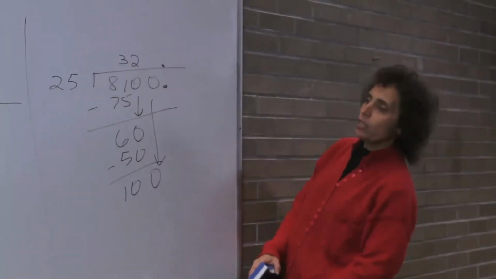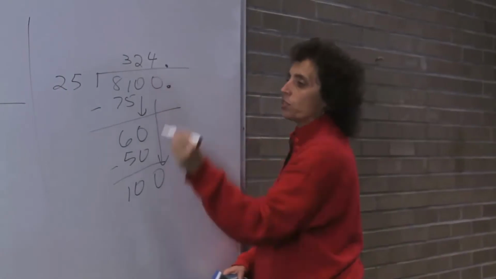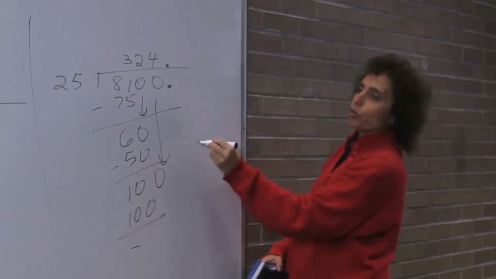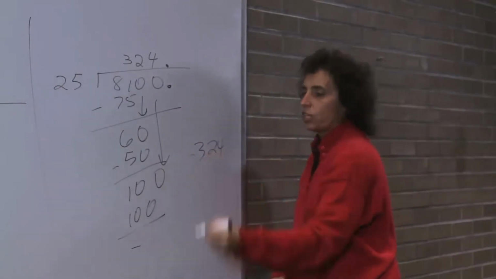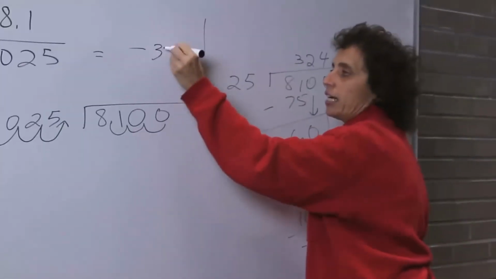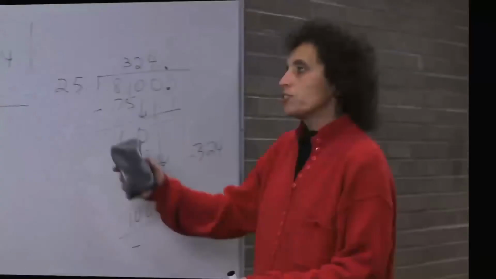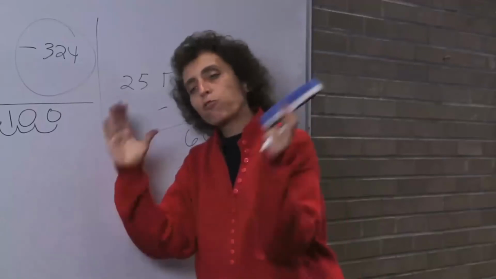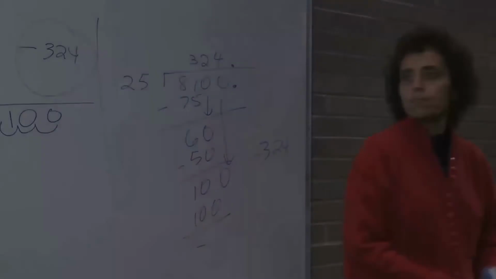There's your 100. 25 into 100 goes 4 times. So your answer is 324. But yes, it's negative. Sign conscious. Okay, so that's the end of dividing by decimals. Now we're going to go to comparing fractions with decimals.